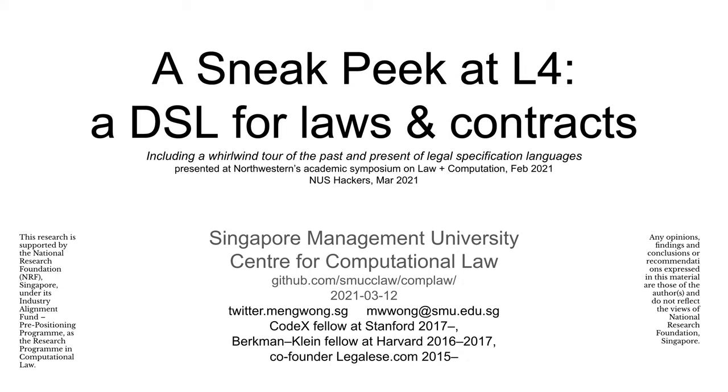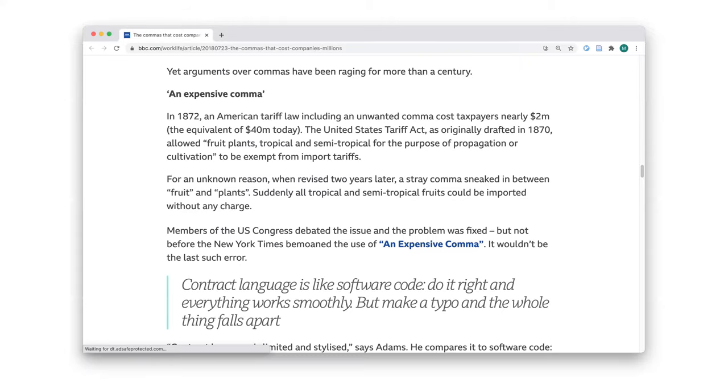So I'm going to start by presenting a couple of bugs. The first bug is a syntax error from the year 1872. This was a piece of law, and the original text says something like fruit, plants, tropical and semi-tropical for the purpose of propagation, and it would be tax exempt. At some point they added a comma between fruit and plants, and now all tropical and semi-tropical fruit would be tax exempt.